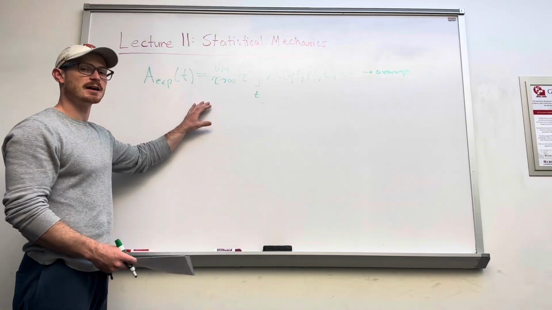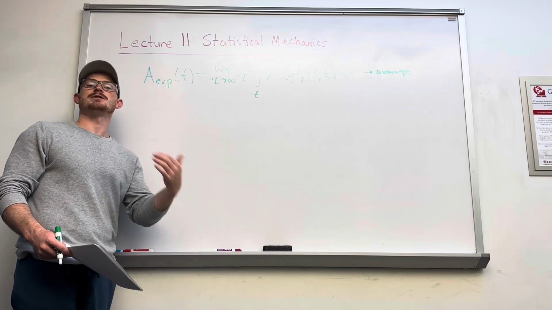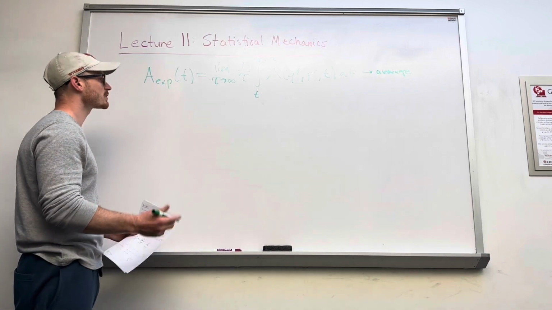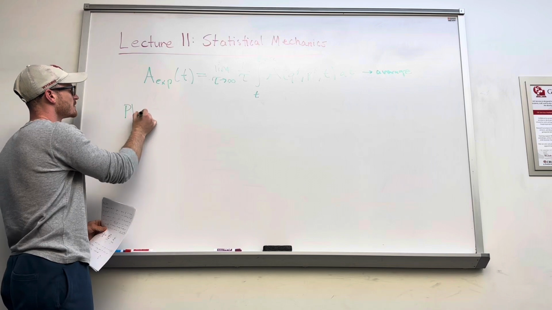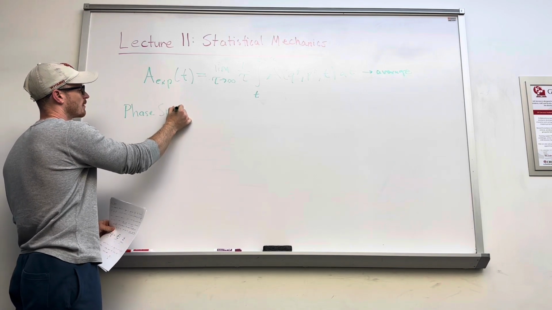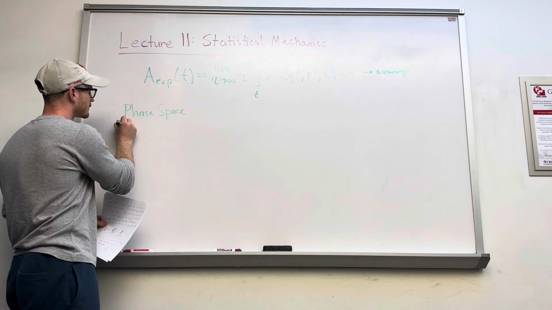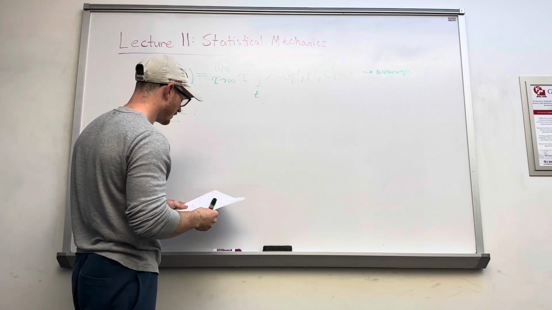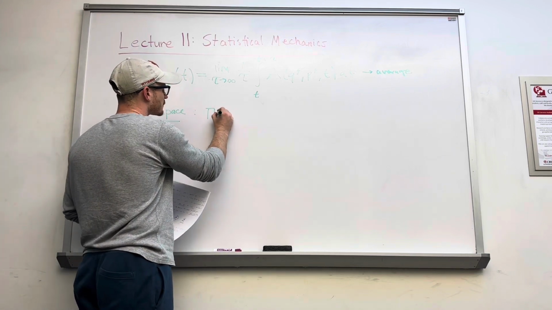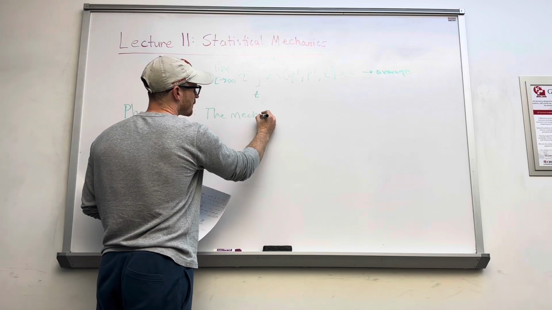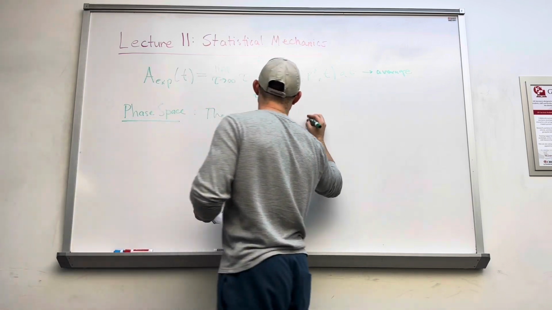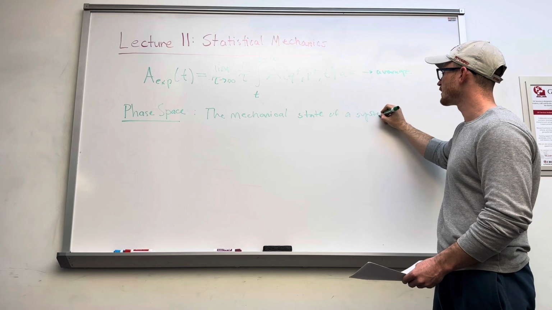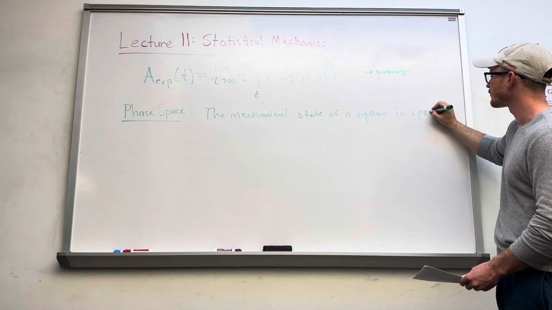So now that we understand how to take measurements, let's start to get into the notation of statistical mechanics and sort of the language of it. So the first concept to introduce is something known as a phase space. Phase space is defined in the following way. Recall that the mechanical state of a system was specified by 2f coordinates. The mechanical state of a system is specified by 2f coordinates.